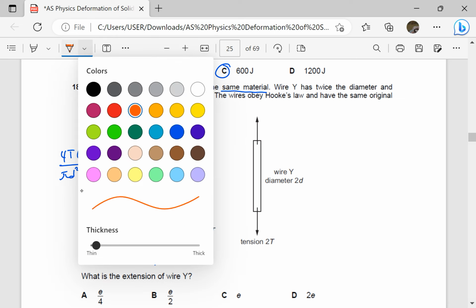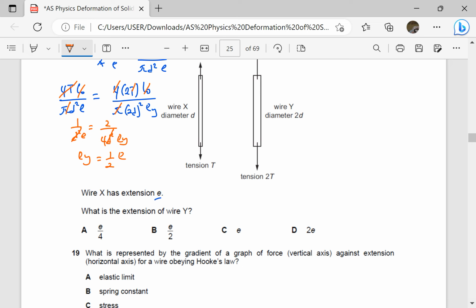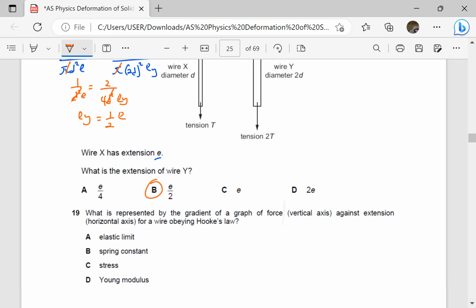So some of these things will cancel out. 4T cancels out, L naught cancels, pi cancels. So I am remaining with 1 over D squared times E equaling 2 over 4D squared times EY. So D has also cancelled. Remember, I want EY. So making EY the subject, we cross multiply. That will be equal to 1 over 2 times E. So our answer is going to be E over 2, which is B.